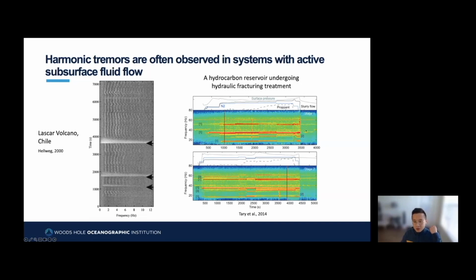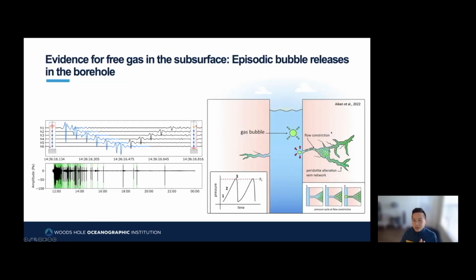So these results suggest that our harmonic tremors are probably also caused by active subsurface fluid flow. And considering that our site is in an active serpentinizing terrain, the fluid that is moving underground is likely free gas. And we already know that there is free gas migrating at our study site.